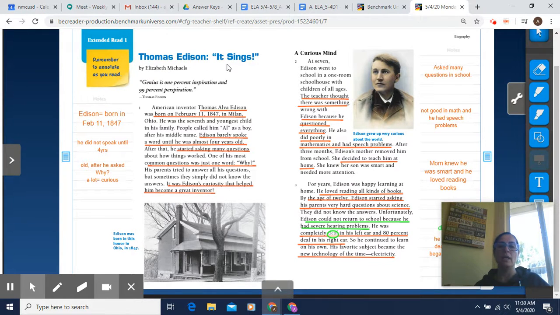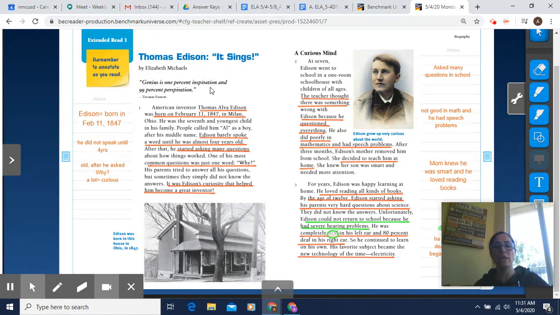Thomas Edison, It Sinks by Elizabeth Michaels. And here's an interesting quotation that he said, a quote, "Genius is 1% inspiration and 99% perspiration." Boys and girls, perspiration means when you sweat. When do you sweat? When you're working hard, right, boys and girls?